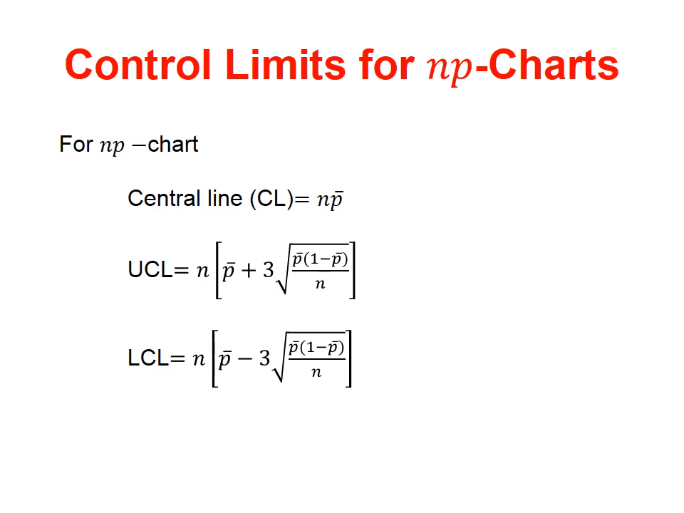Now for the NP chart, the expressions are simple. What we have for the P chart, multiplied by N, will automatically give the NP chart. So the central line is given by N times P bar. The upper control limit is given by N times P bar plus 3 times the square root of N times P bar into 1 minus P bar. And the lower control limit is equal to N times P bar minus 3 times the square root of N times P bar into 1 minus P bar.